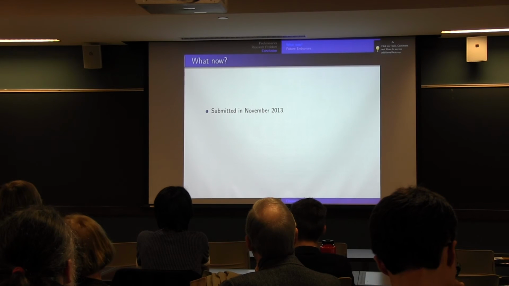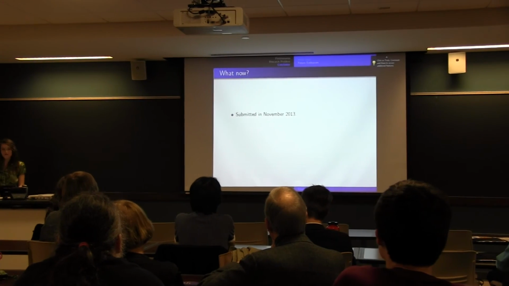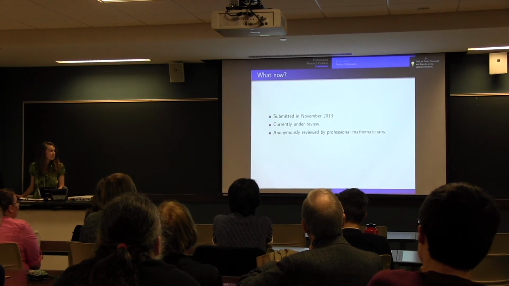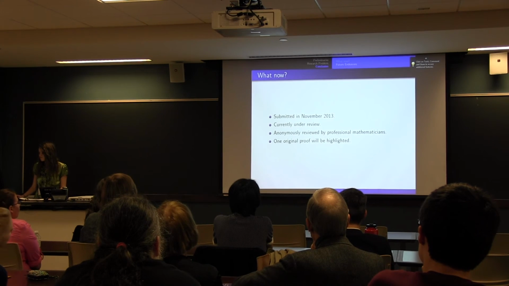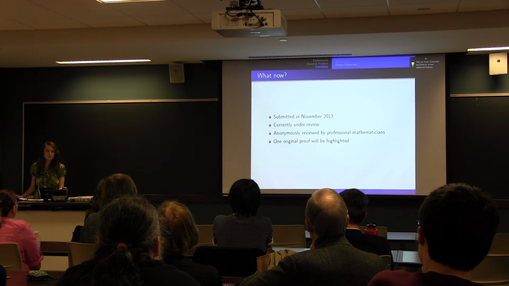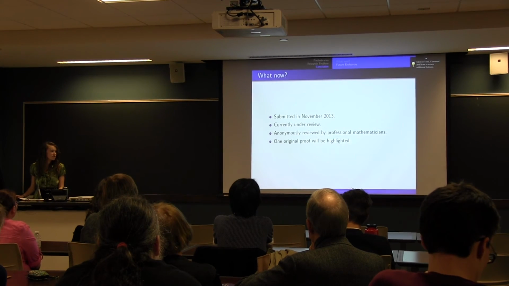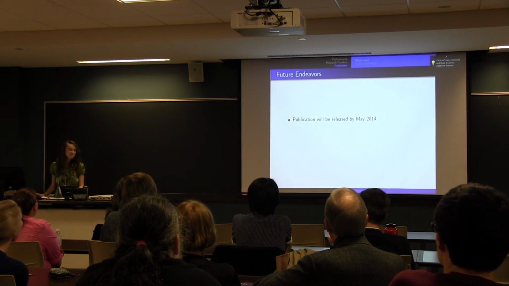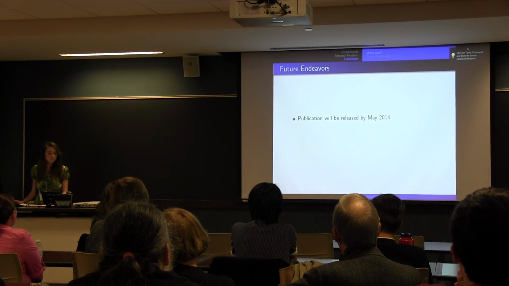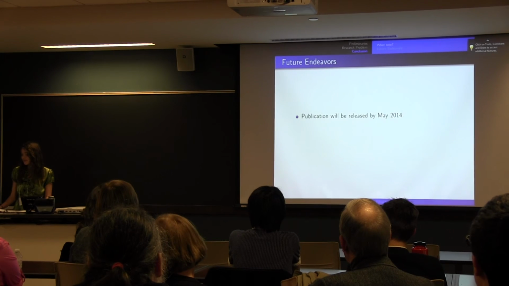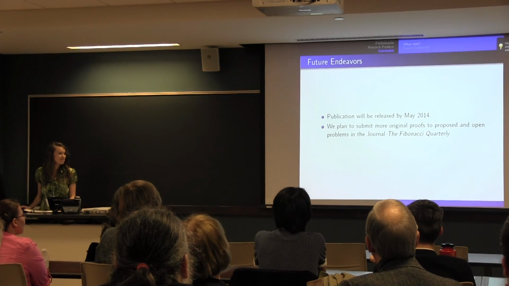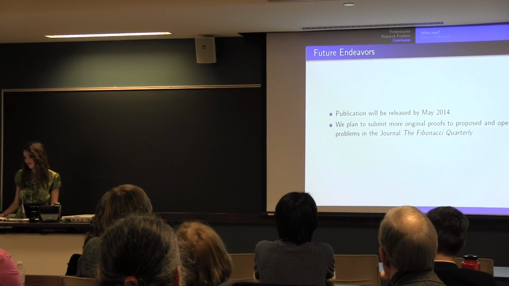In November 2013, we submitted our proof, and it is currently under review. It is anonymously reviewed by professional mathematicians, and after reviewing everything, they will choose one original proof to be highlighted in their quarterly, and all other people that submitted correct solutions will be mentioned in the quarterly too. In May 2014, the publication of the journal will be released with this solution to our inequality in it. So fingers crossed that we get published. And then we plan to submit more proofs. We actually submitted another proof, and Mike will be talking about that later.